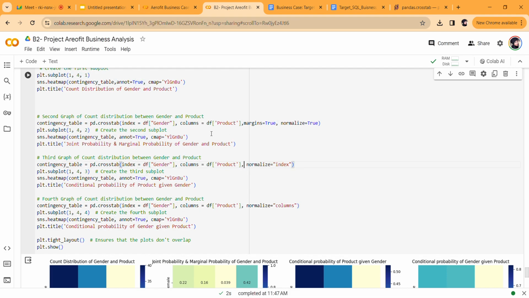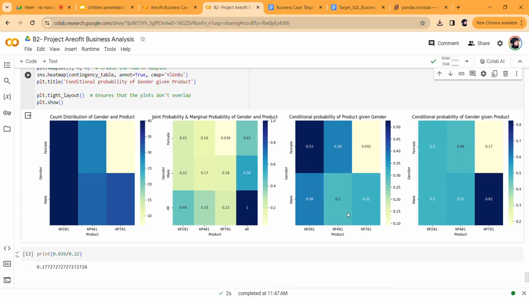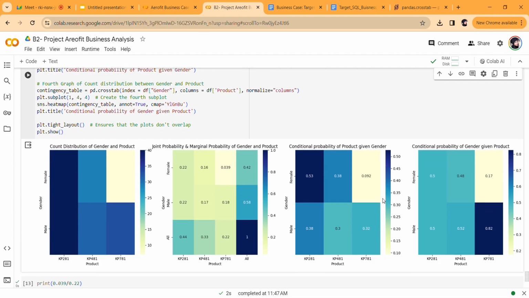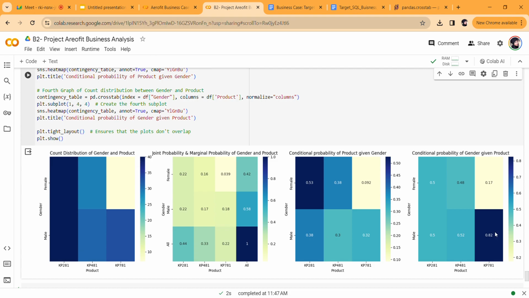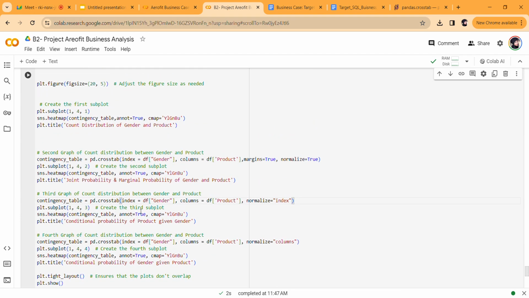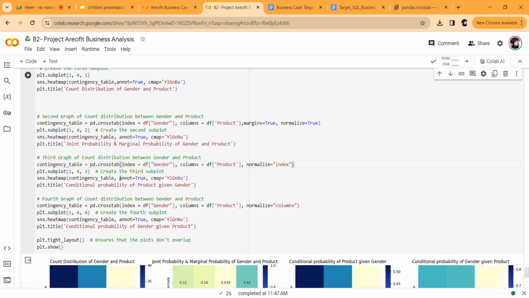Margin here, I want the margin. You can see that I have removed the margin here. You can keep the margin, but in conditional probability there is no use of margin. In marginal probability only we need the margin, otherwise we don't need it. Rest everything you already know.